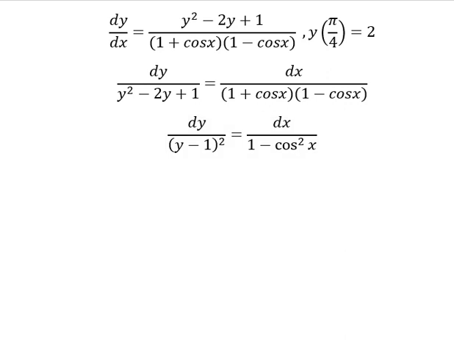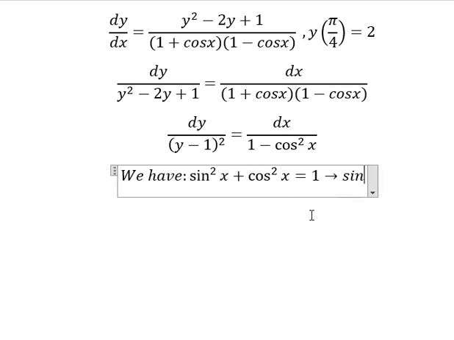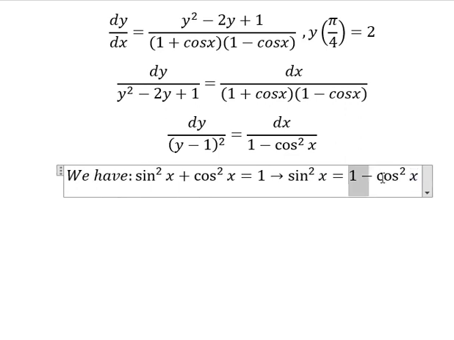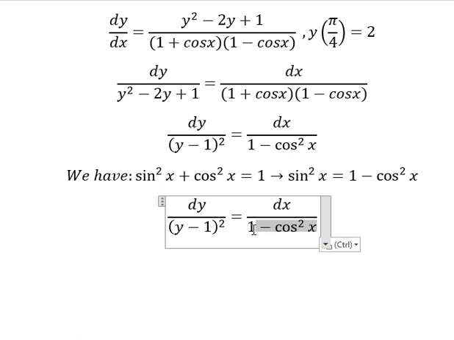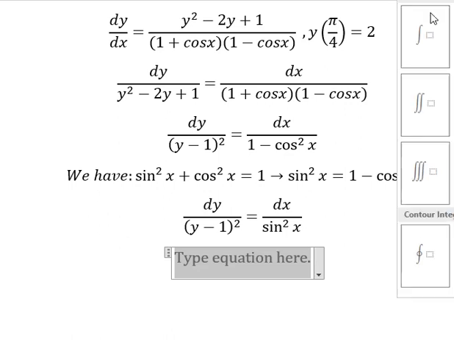So we have the formula in here. So we put cosine x squared go to the right. And we need to change 1 minus cosine x squared into sine x squared. Next, we need to integral for the both sides.